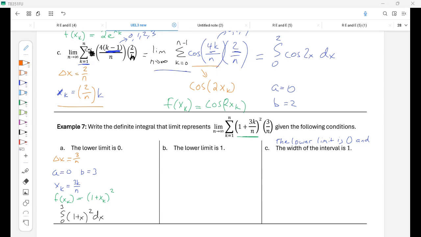All right, let's rehash that, but make the lower limit 1. Our delta x is still 3 over n, but this time our a is 1, which makes our b, nope, 4. Next, our width is still 3, b equals, oh, I can't do my colors. There we go, b equals 4. Now what's our xk? 1 plus 3k over n, right? Because our xk always has to start with a plus. So now what's our f of xk?